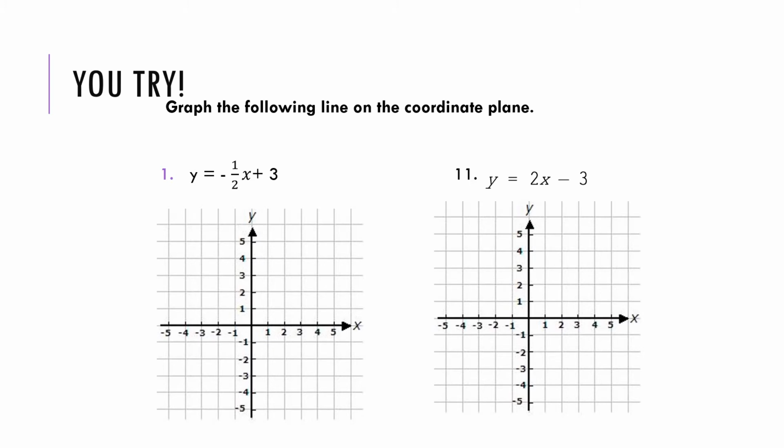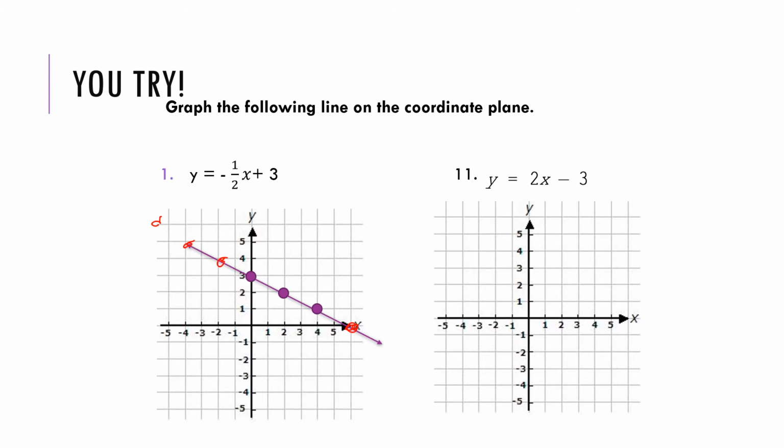So my first one, my y-intercept is at +3, and then my slope is -1 over 2. So I'm going to go down 1, to the right 2, down 1, to the right 2. I always extend these as far as the graph will allow me to, because you never know what kind of information you're going to need next, and then draw the line between those points.